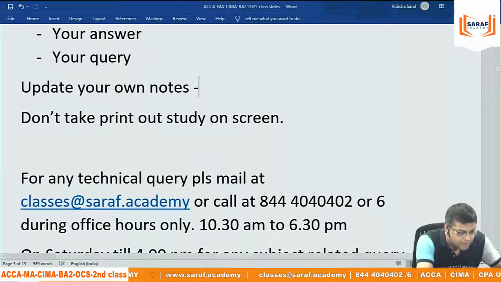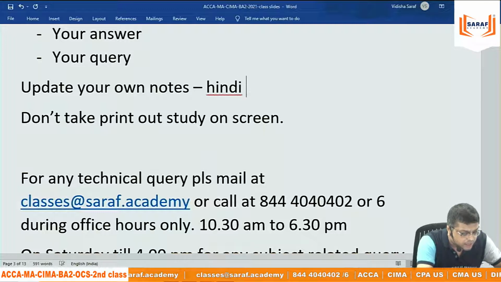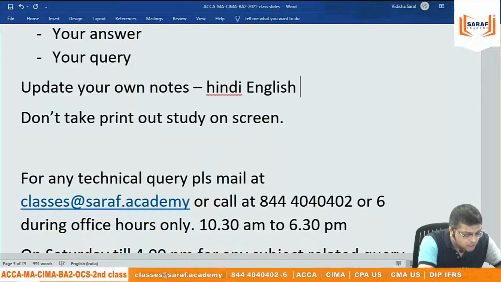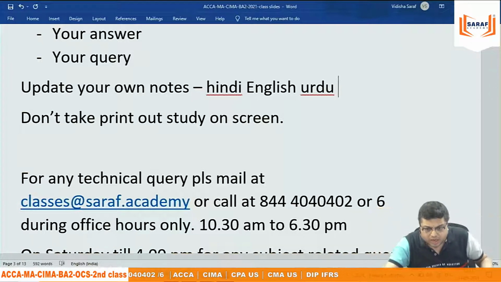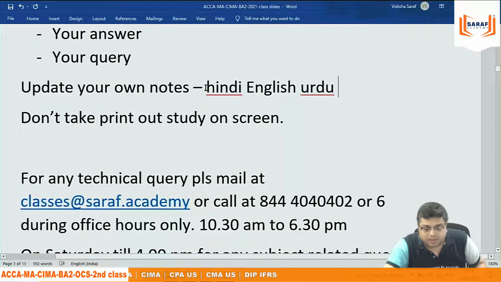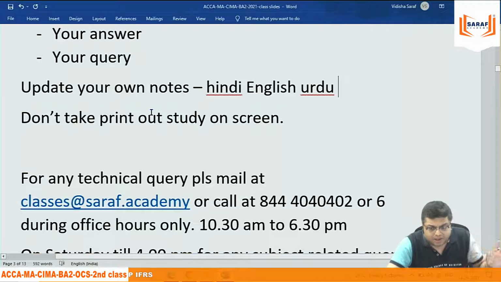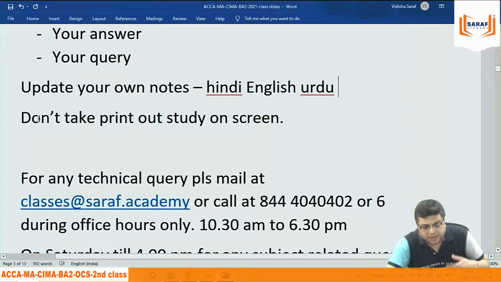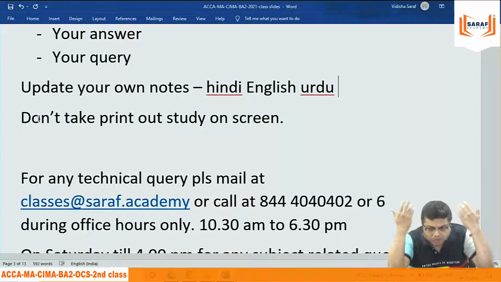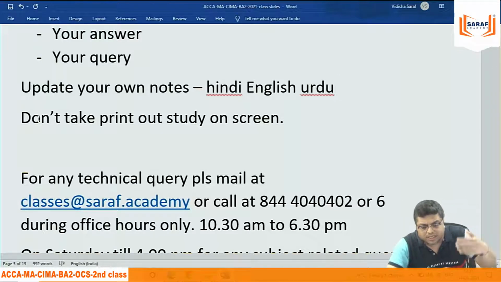These notes can be in Hindi, English, Urdu, Farsi, whatever, because these notes are for your own purpose. Whenever you revise, you will refer to your notes only. You should not refer to any of my class slides or Kaplan, because your notes should be used for revision. Study on screen, don't take any printout. Maybe you have the habit of underlining this and that; come out of the habit. Follow the system which is required for the exam, which the institute is suggesting.